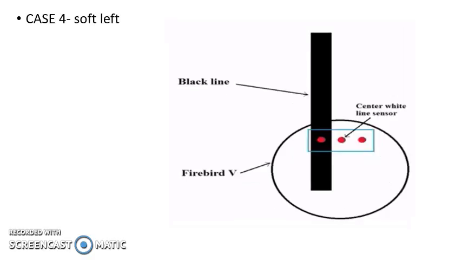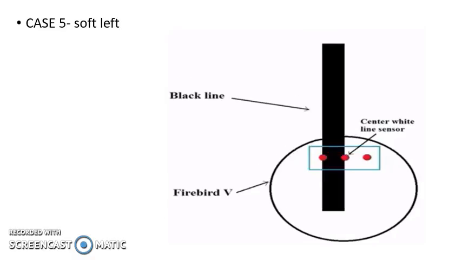In case 4, when black line is below first line sensor, robot should be made to turn soft left. In the case 5, when black line is below the first and second sensor, in this case robot should be made to turn soft left.